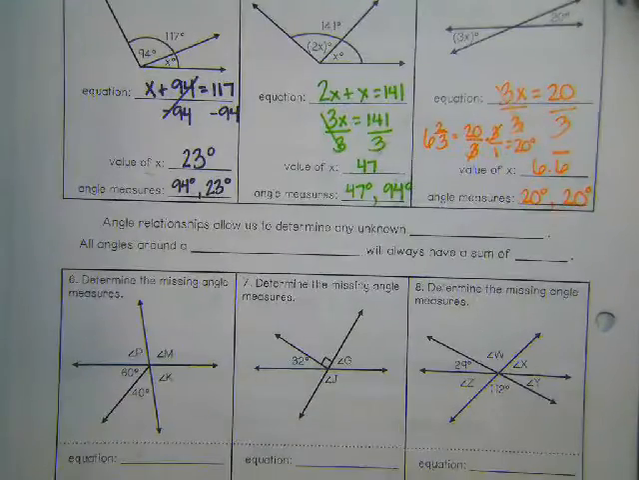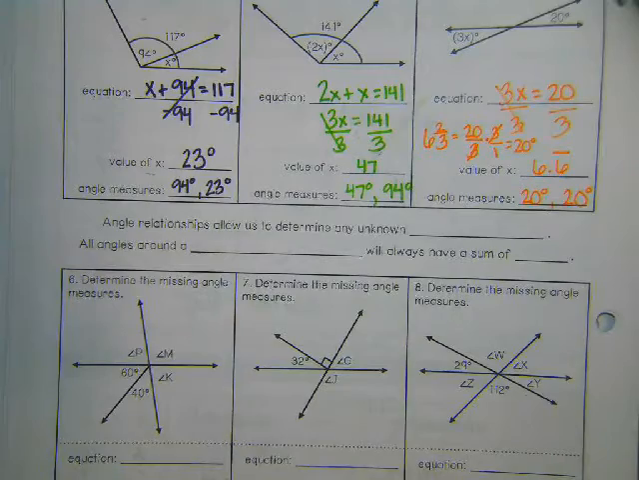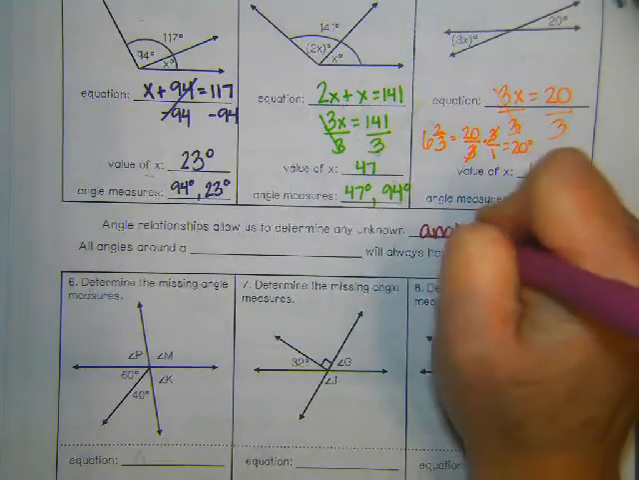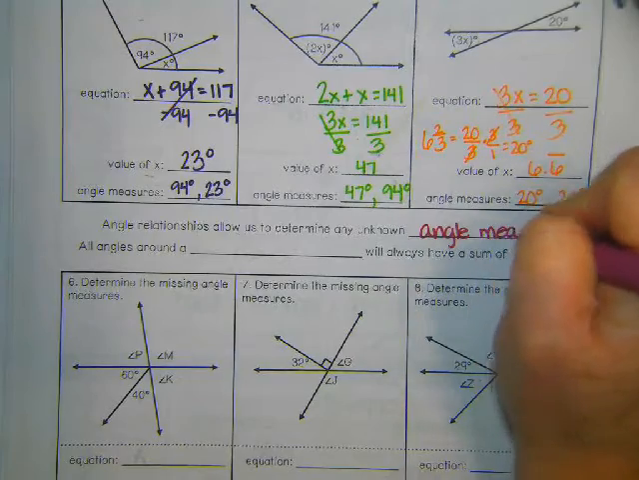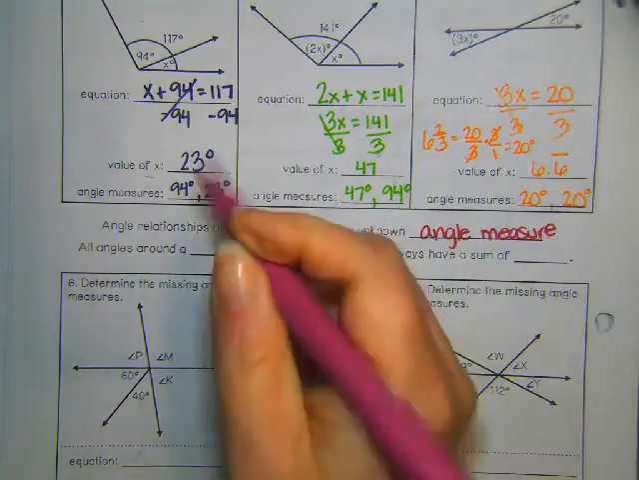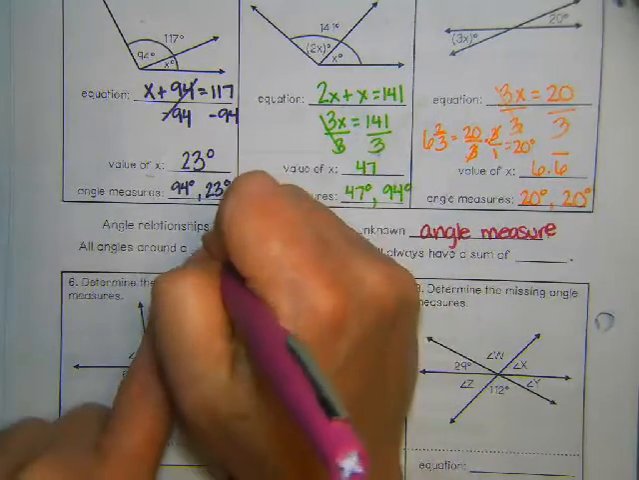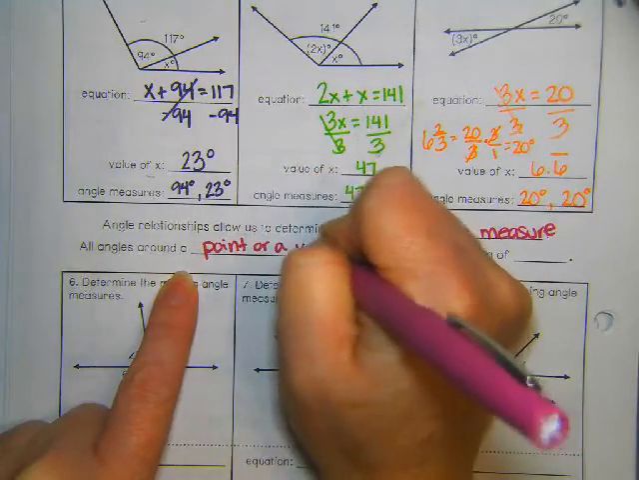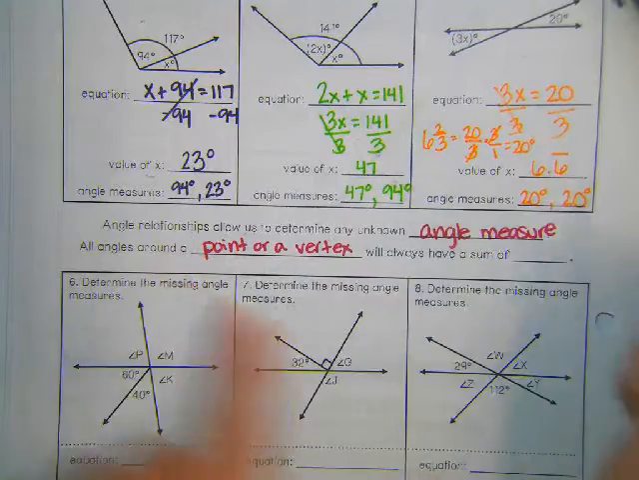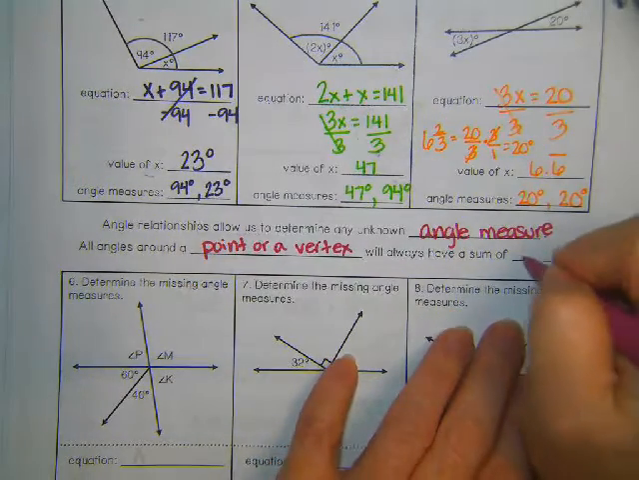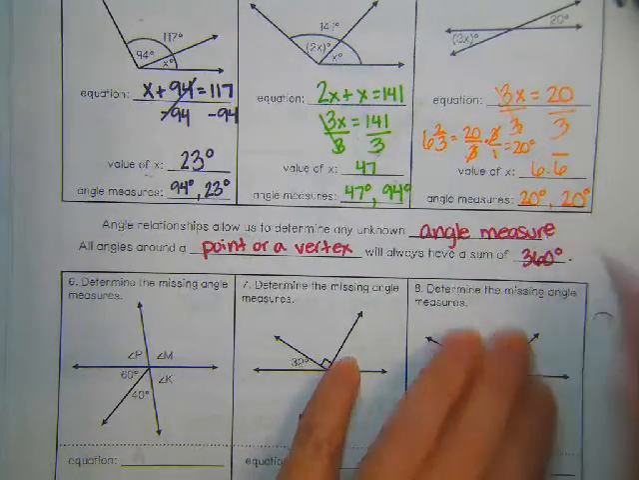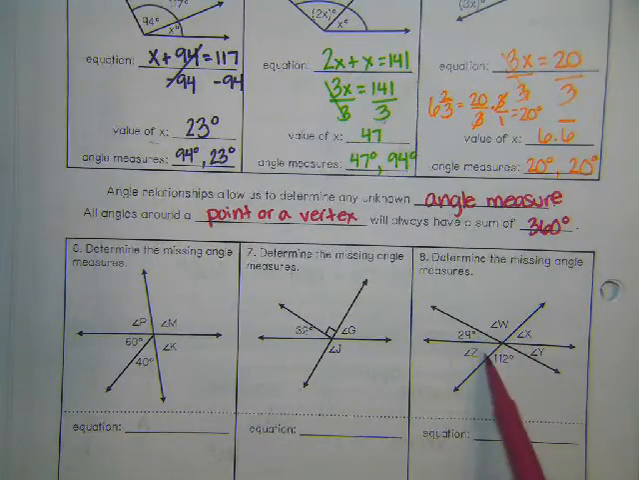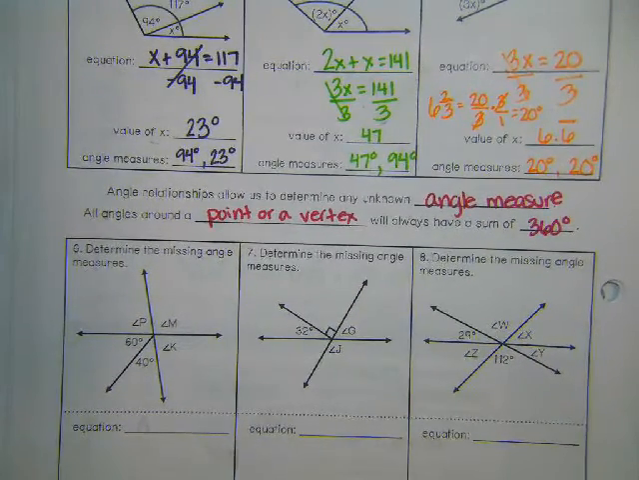All right. Angle relationships allow us to determine any unknown angle measure. All angles around a point or a vertex will always have the sum of 360 degrees. So anytime you go around, like if you look at this down here, if you were to go around all of these, they have to equal 360 degrees.